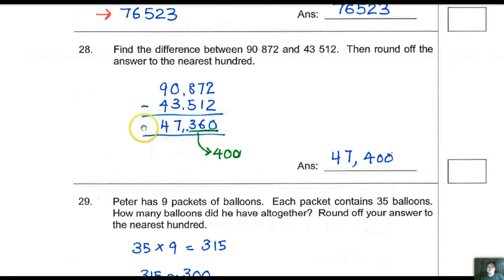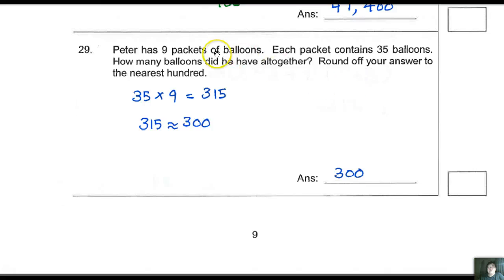Right, we continue from here. Find the difference between this number and this number, then round off the answer to the nearest 100. Okay, get the difference first. You work out to be 47,360. To the nearest 100, remember, right, some would just skip this part. This is the final instruction. Once you get it, 360 to the nearest 100 is 400, so it should be 47400.